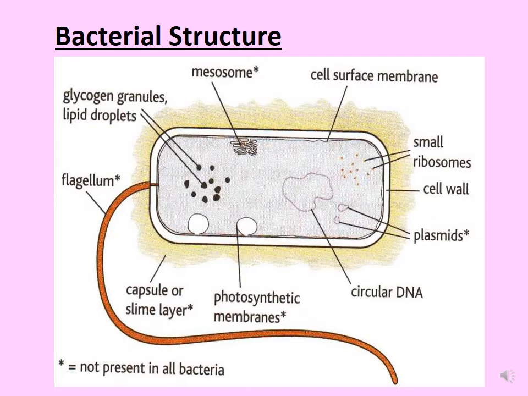So here is the typical diagram you would find of bacterial structure. The labels that are marked with an asterisk are those that aren't found in all bacteria. So it's important that you go through this and you learn how to label a bacterium like this. You may want to pause this video and take a note of this.